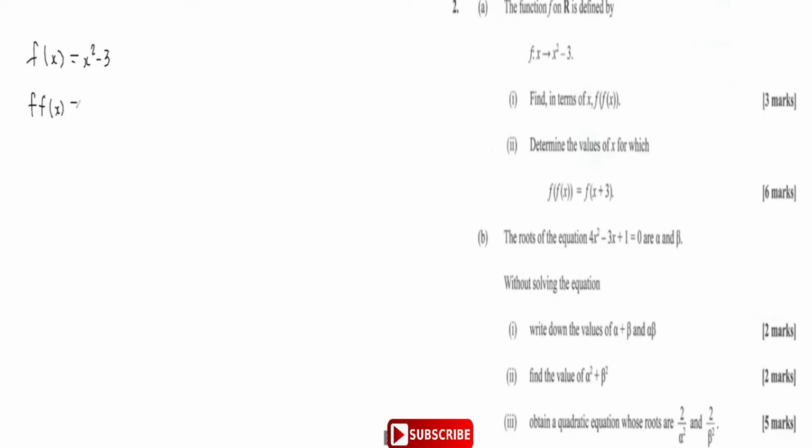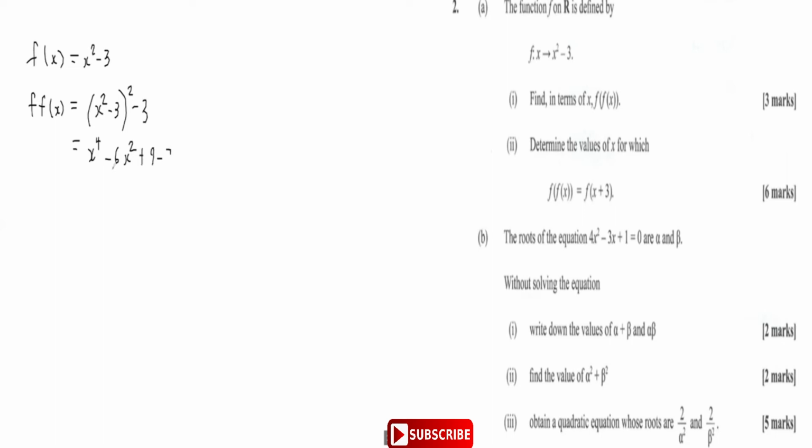So f of f of x is going to be equal to f of x squared minus 3. So you're going to put f of x into f to get all of this squared, and then you subtract 3. Now, since it says 3 marks, it would make sense only to expand it out. So it's going to be first term squared, which is x to the 4, minus twice the product of the terms, 3 times 2 is 6, so it is minus 6x squared, plus the second term squared, 3 squared is 9, and then you subtract 3.